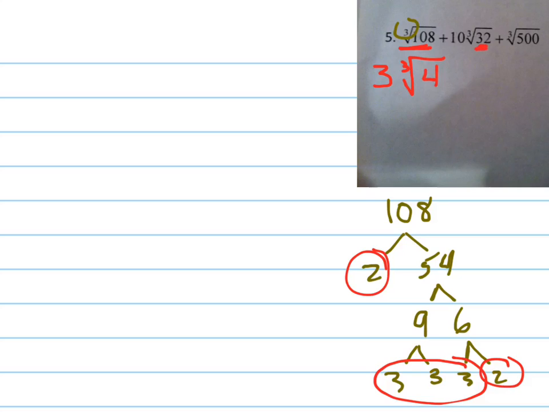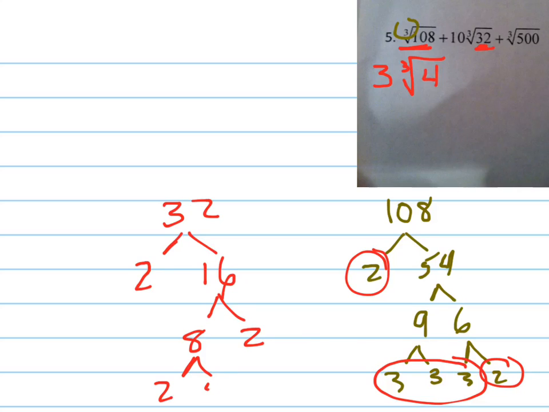Now let's do the same thing with 32. Let's break that down. It's going to be 2 times 16, and 16 is 8 times 2, and 8 is 2 times 4, and 4 is 2 times 2. So really 32 is just 5 2's, and of those 5 2's I can take 3 of them, which is actually just 8, and the cube root of 8 is 2. So a 2 breaks jail. So this is going to be 10.